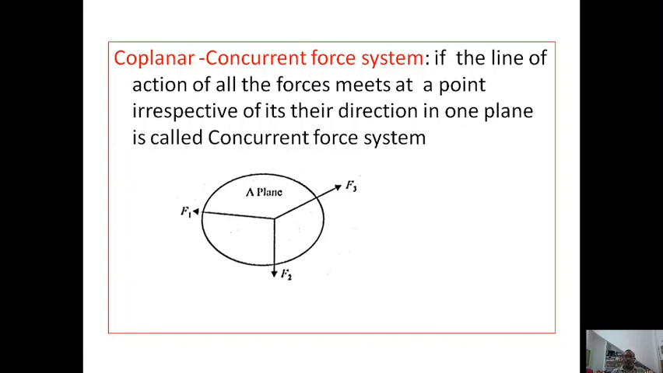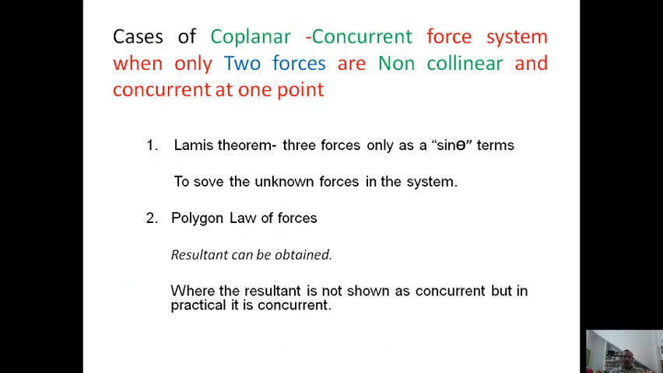Before starting Lami's theorem, note that it also follows the coplanar concurrent force system. What is the coplanar concurrent force system? If the lines of action of all the forces meet at a point, irrespective of their direction, in one plane, it is called a concurrent force system. Here you see three forces F1, F2, F3 are in a plane, that means they are coplanar, and they are meeting at a point, that is the concurrent point. Therefore, a similar arrangement will be seen in Lami's theorem also.